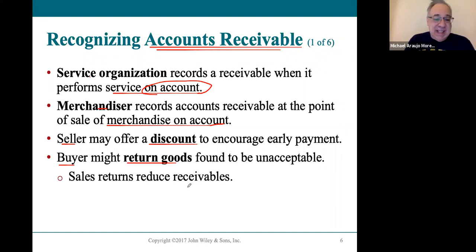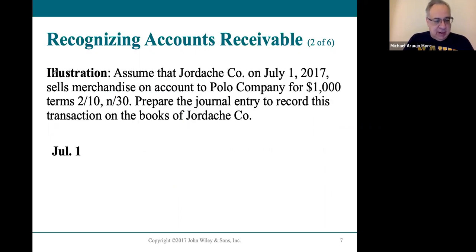And that means that the receivables are going to be changed on that account. Because if the buyer returns goods to a merchandiser, the merchandiser isn't going to be receiving any money for that. So they'll have to update their receivables accordingly. And we've seen this from chapter 5 when we looked at merchandising companies. So this is going to ring a bell pretty easily.